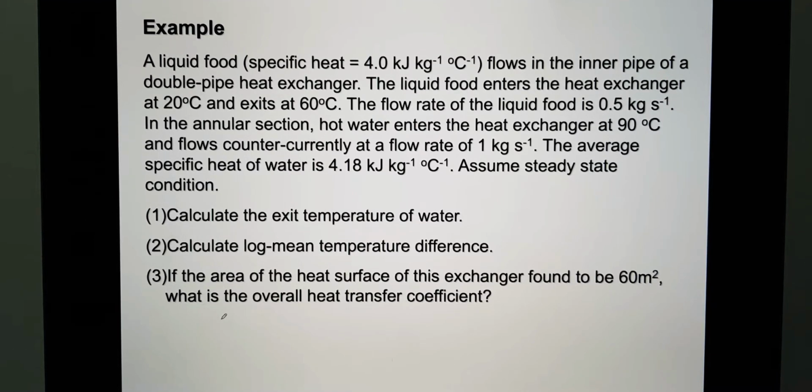Alright, so let's take a look at an example of LMTD, how to calculate LMTD and how LMTD is used when you are presented with a problem statement. For example, a liquid food which has a specific heat of 4 kilojoule per kilogram degree Celsius flows in the inner pipe of a double pipe heat exchanger. The liquid food enters the heat exchanger at 20 degrees Celsius and exits at 60 degrees Celsius.